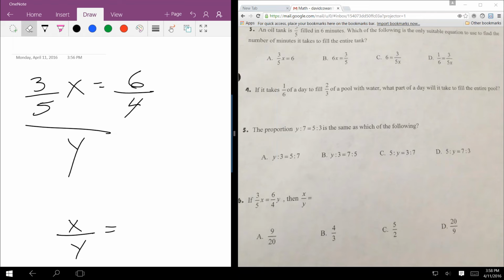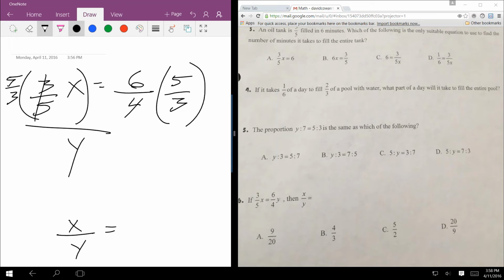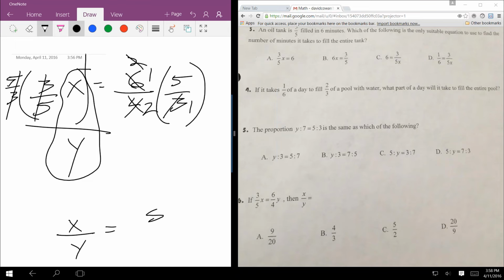You could do it piecemeal. In other words, I could multiply by 5 and then divide by 3. But that's the same as multiplying by 5/3. Notice that the whole thing looks really cool if I just do this. I'm going to multiply the left side by 5/3, and I'm going to multiply the right side by 5/3. That's going to disappear, and I'm going to be left with my x over y. And what do I have on the right side? That becomes 2, that becomes 1, that becomes 1, that becomes 2. I get 5/2. C.